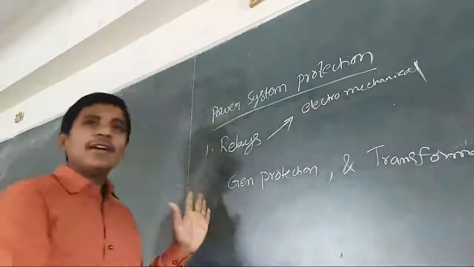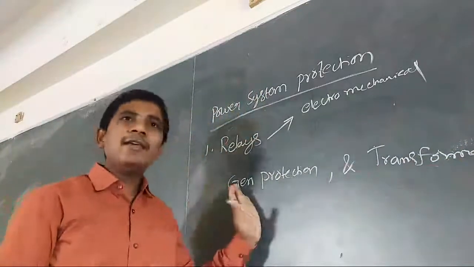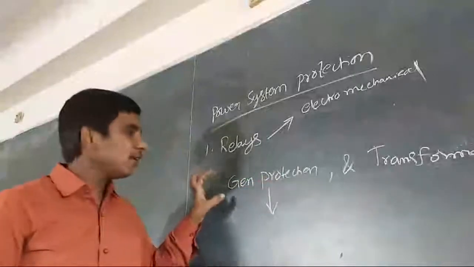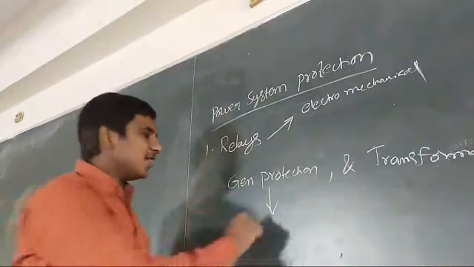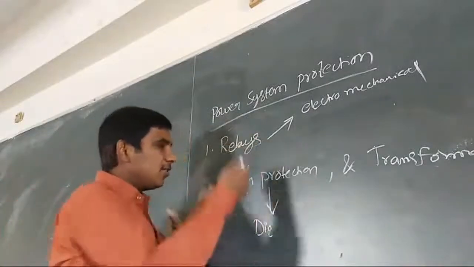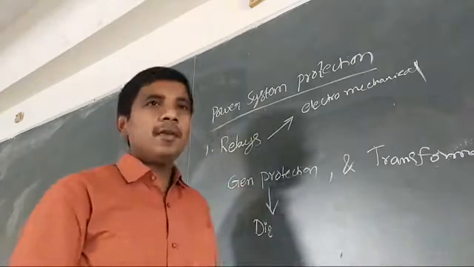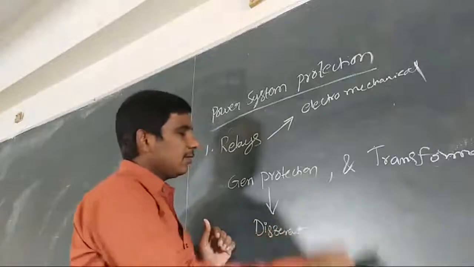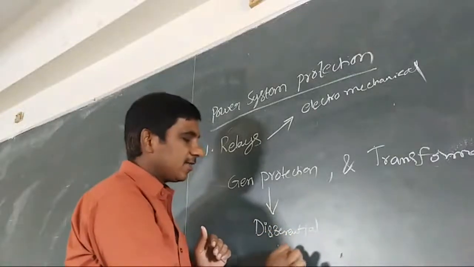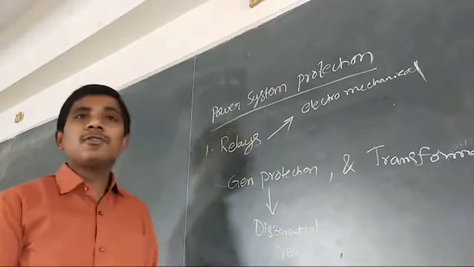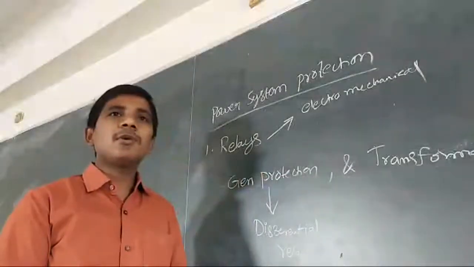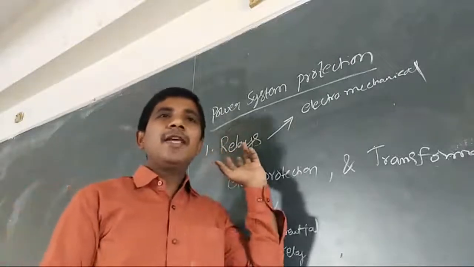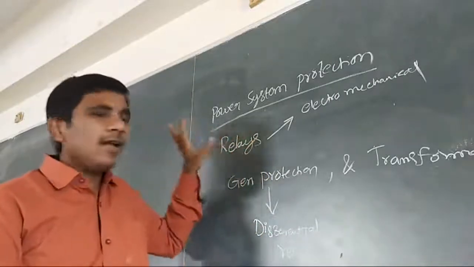To understand generator protection, we again use relays. What relays are we using? Differential protection will be used for generator protection. It is a differential scheme of relay. Again, the same relays we are applying, but in a different manner. Differential relays use current transformers. You studied in measurements how the current transformer works. The application of current transformer comes under relay.